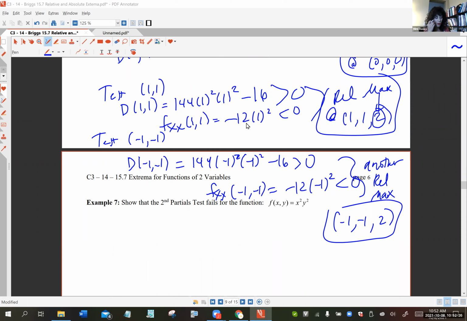Yes, to find the z coordinate, you need to substitute the critical point into the original function. True.